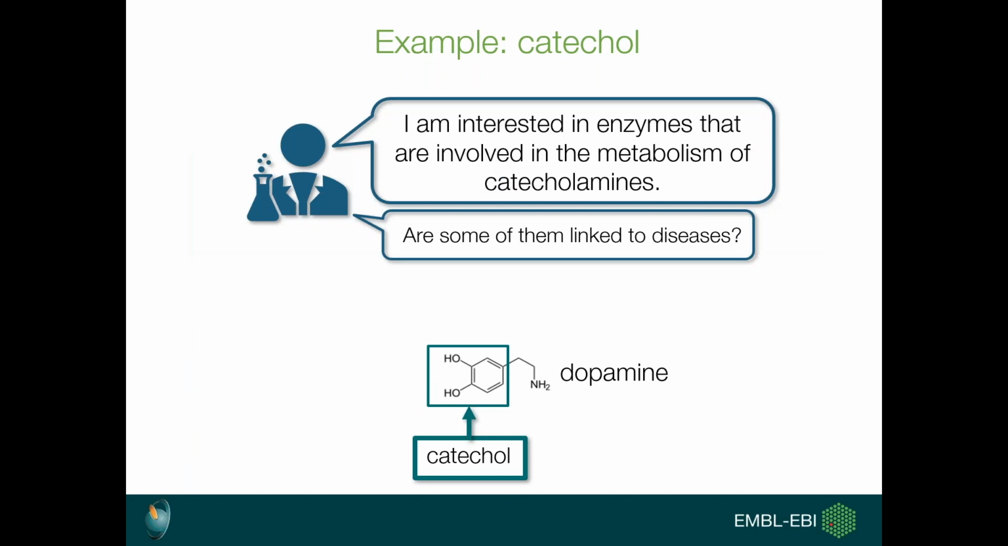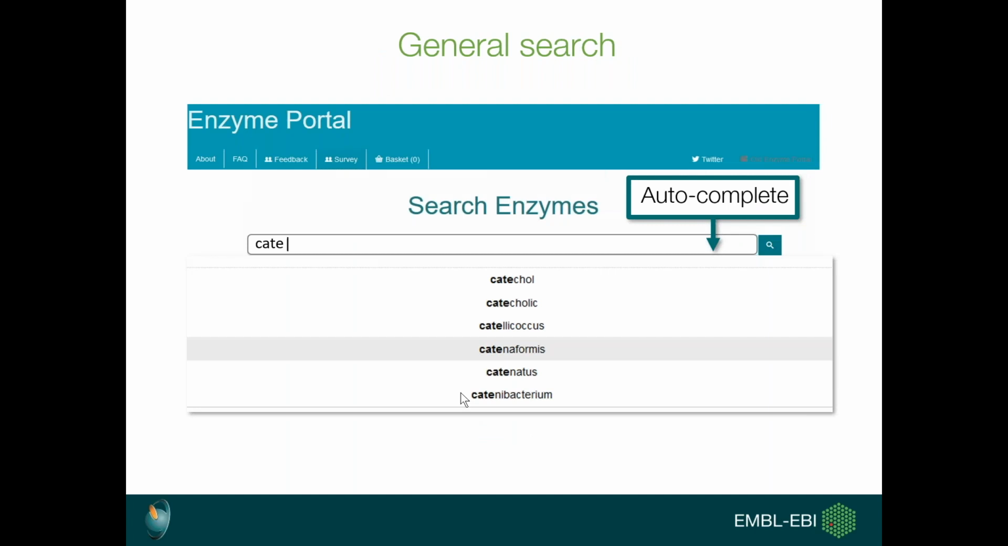So let's just say that you are interested in enzymes that are involved in the metabolism of catecholamines, which are a group of neurotransmitters which contain a catechol group. As I start typing in the box, an autocomplete menu appears, which will provide me with some suggestions that could match my query. As catecholamines have a catechol group, I decide to select catechol to keep my search broad.